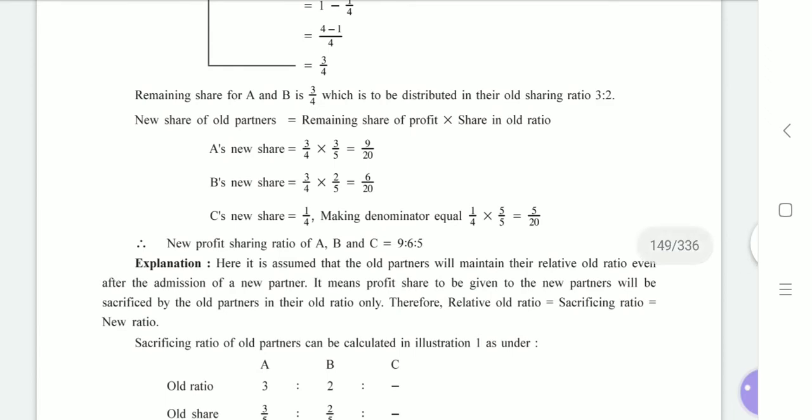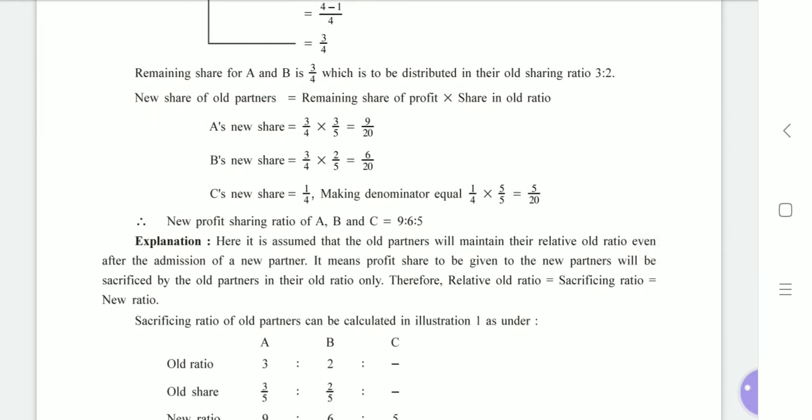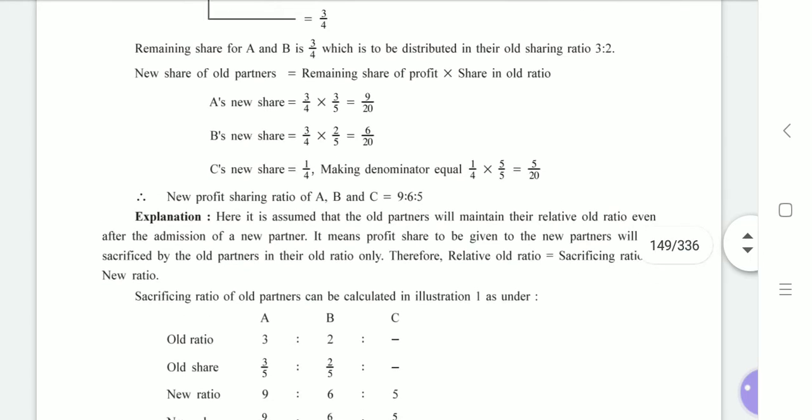The explanation is given below. You can see well, and hence, after obtaining the share of the partners, making the denominator equal to present it in the form of a ratio, the new ratio obtained is 9:6:5.